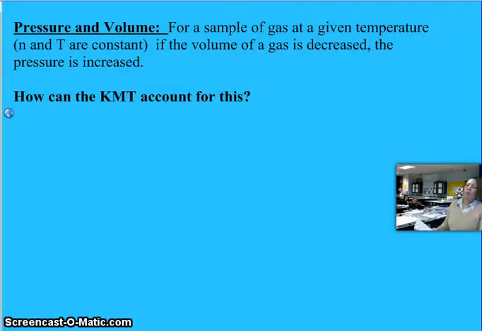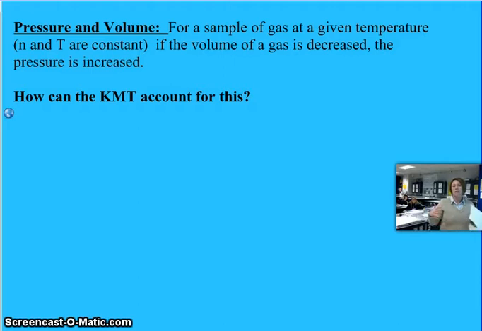Okay, what we want to be able to explain is the relationships that we've already learned about pressure and volume, and how the KMT can explain it, how we can use the kinetic molecular theory to explain it. So we know that when we're at a constant temperature, if the volume's decreased, the pressure's increased.